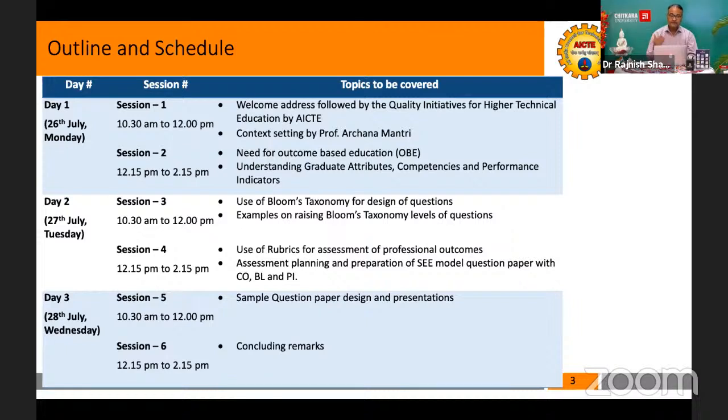Very important, as you will see in the coming slides and throughout the session, is that we can raise the level of questions pertaining to the same topic by asking the questions in a different manner. We'll be talking about that. It's going to be very interesting, I'm very sure. Session 4 will be taken by Professor Shivani Malhotra, as I already told. Then tomorrow, we'll be having a thorough discussion on some sample question papers, which people will need to prepare, and we'll discuss that thoroughly also.